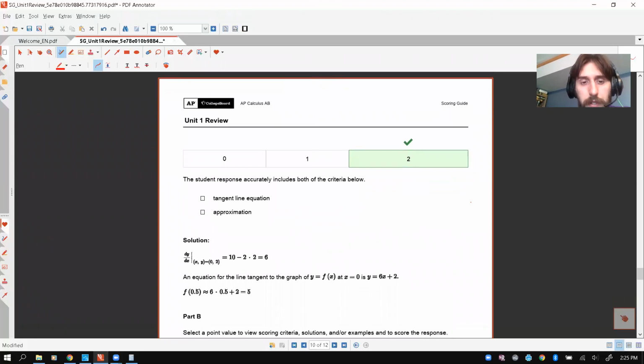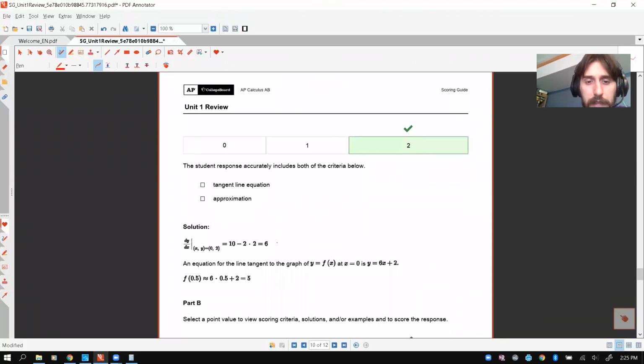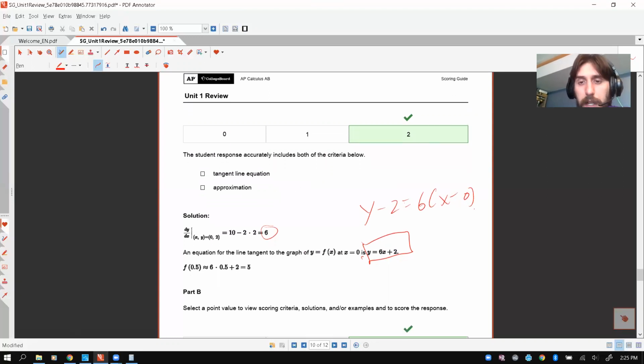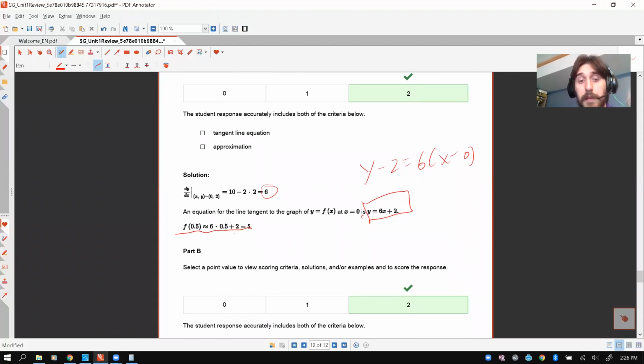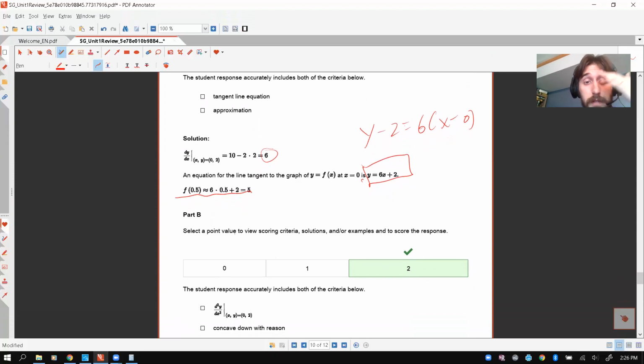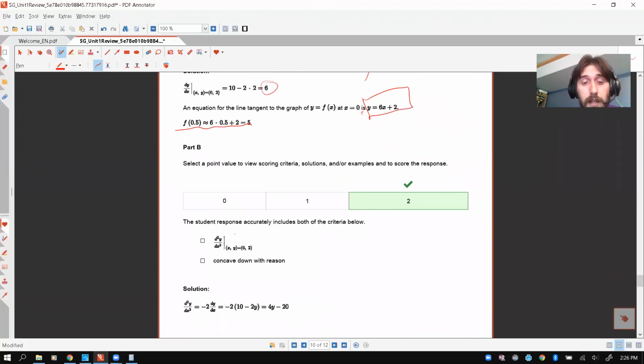So for this one, it was worth 2 points. You got 1 point for getting that the slope was 6 and then actually writing the equation y equals 6x plus 2. They would have also accepted y minus 2 equals 6x minus 0. If you just left it in point slope form, that would have been fine. And then you would get the second point for plugging in 0.5 and getting 6 times 0.5 plus 2 is equal to 5.